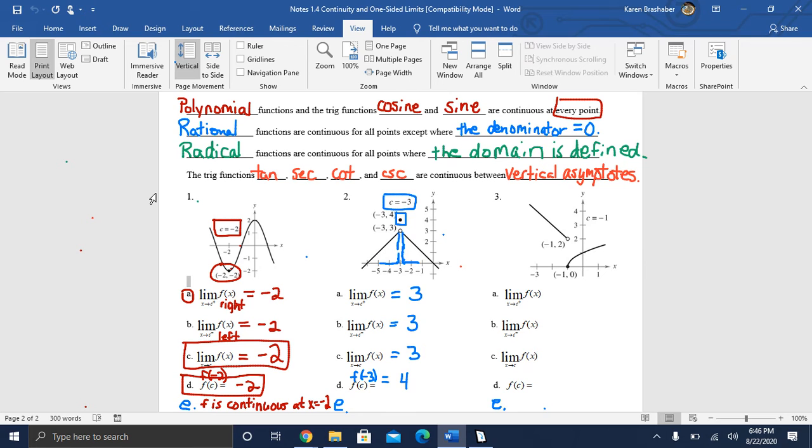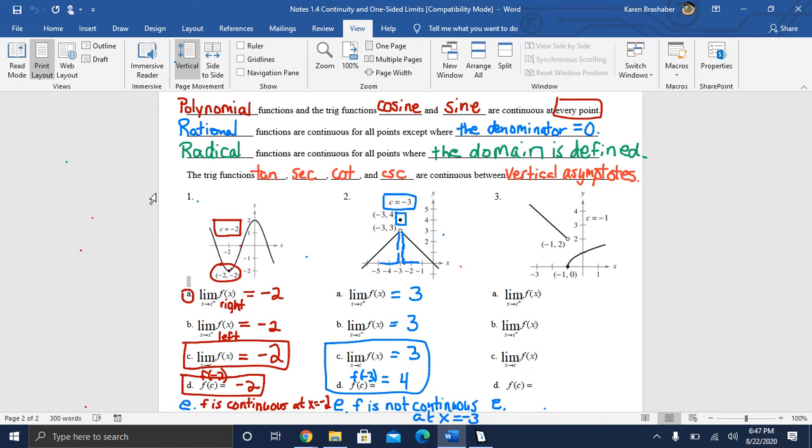Our first condition is met. The limit does exist. However, the third condition, where the limit as x approaches c of f of x is supposed to equal f of c, is not met. These two values are not the same. And so our conclusion is that f is not continuous at x equals -3.